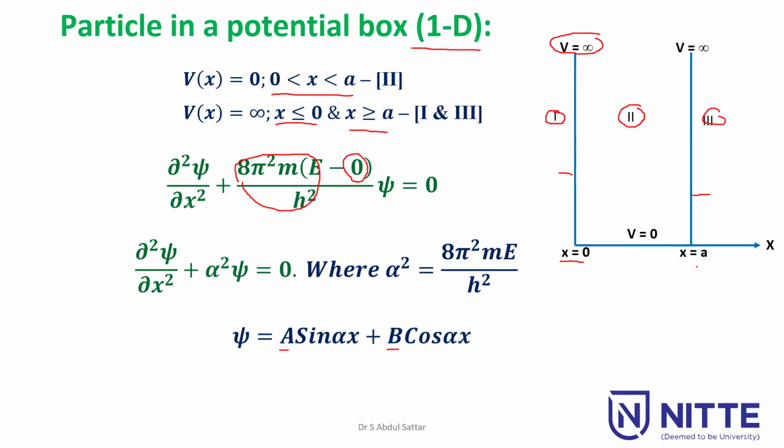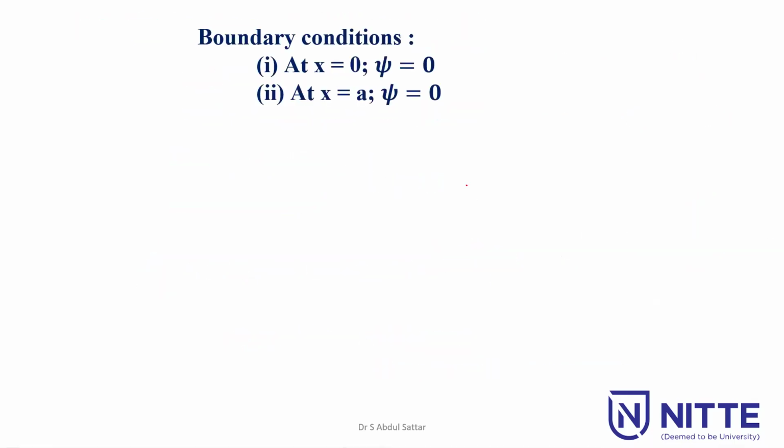The same thing happens at the boundary x equal to a. At x equal to a also the potential is infinity. Therefore psi equal to 0. So the boundary conditions are: at x equal to 0, psi equal to 0; at x equal to a, psi equal to 0.